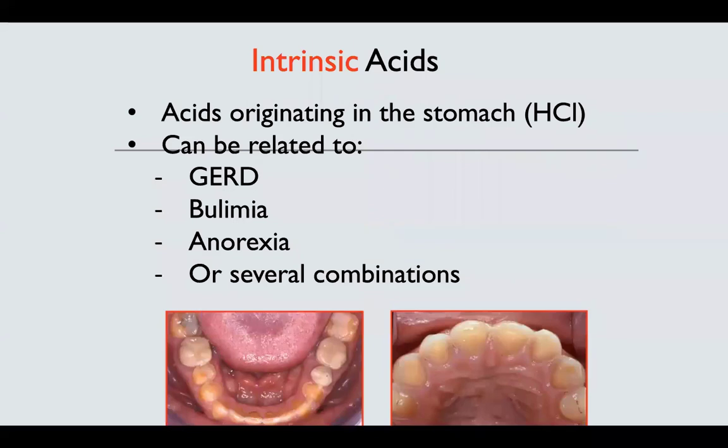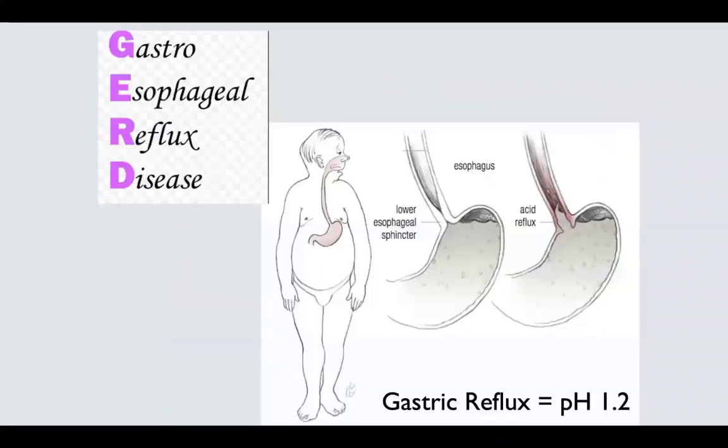of acids. Now, intrinsic acids, acids that originate in the stomach, can be related to GERD, bulimia, anorexia, or several combinations. So what happens here? If you're sleeping and you go into an apneic episode, you stop breathing, you build up what we call negative thoracic pressure. That pushes up on your diaphragm, which pushes up on the base of your stomach, and up comes the acid through the sphincter. You start getting the acid up into the esophagus, up into your mouth, and even up into your sinuses. And this acid, the pH is 1.2. And this is strong enough to take the rust off a trailer hitch, right? So this is very, very corrosive acid that's coming up into your system.